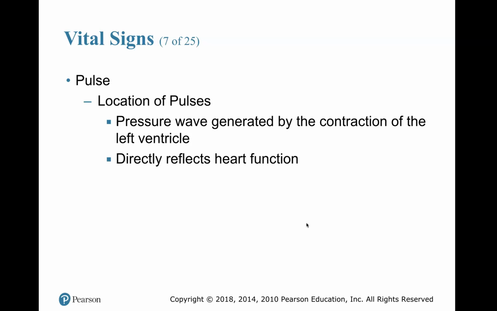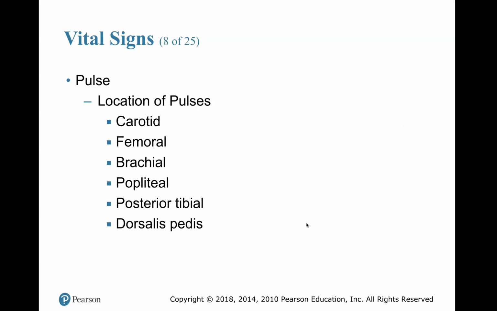The location of a pulse. A pulse is a pressure wave generated by the contraction of the left ventricle. So when the left ventricle contracts and pumps the blood through the body, it generates a pulse wave, or pressure wave, throughout the body and the arteries and gives you a pulse. It directly reflects heart function. The locations of your pulses are going to be carotid, femoral, brachial, popliteal, posterior tibial, and dorsalis pedis.